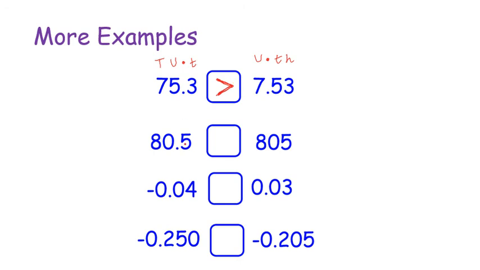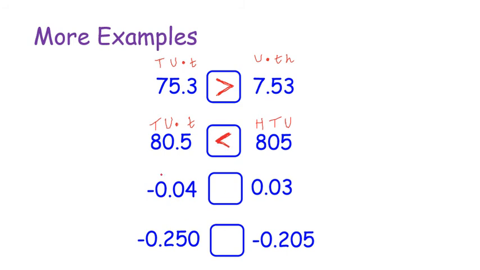Moving on to 80.5 and 805. So if this is 800, so 800s, 0 tens and 5 units. And then we have here 80.5, so we've got 8 tens, 0 units and 5 tenths. Then the 805 is the larger number, so we can say that 80.5 is less than 805.